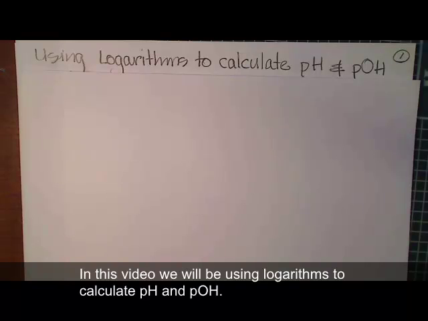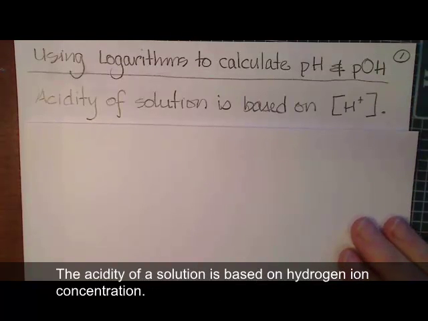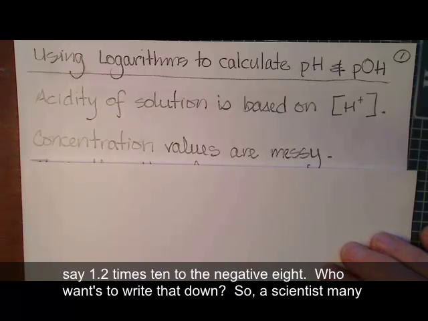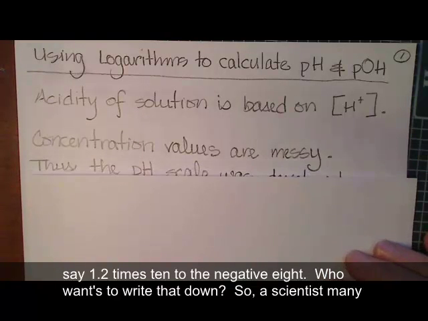In this video, we're going to be using logarithms to calculate pH and pOH. The acidity of a solution is based on the hydrogen ion concentration. Because those concentration values we've seen were messy, 1.2 times 10 to the negative 8th. Who wants to write that down?